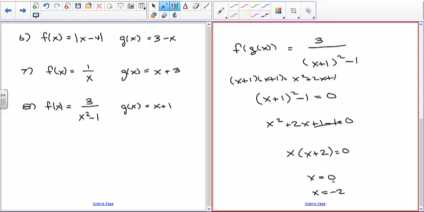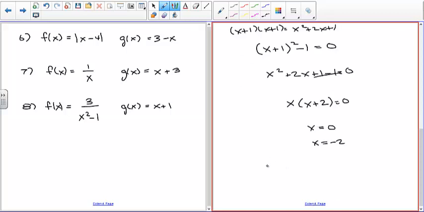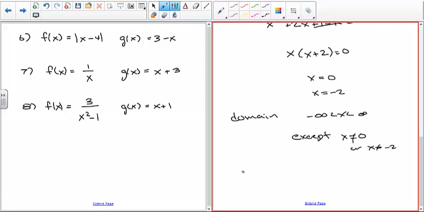So those are correct. So what you would do here, you would say the domain for this composite function is going to be all real numbers except x does not equal 0 or x does not equal negative 2. So that's f of g of x. Then you have g of f of x.